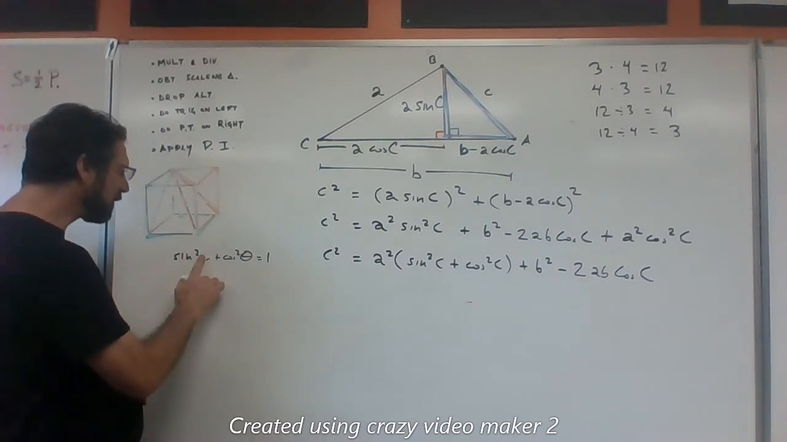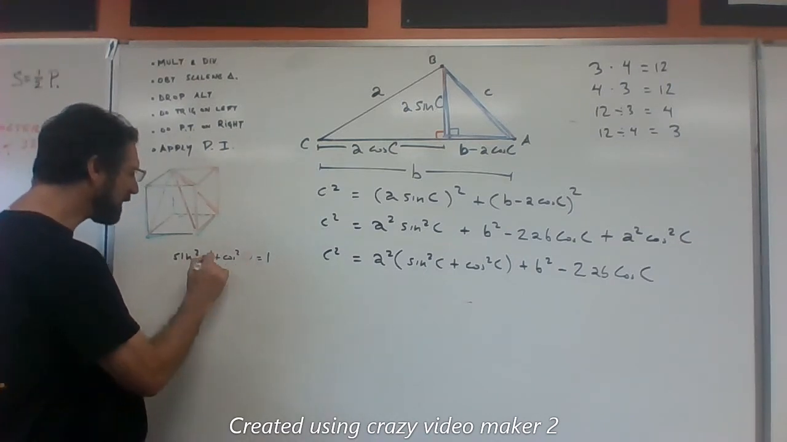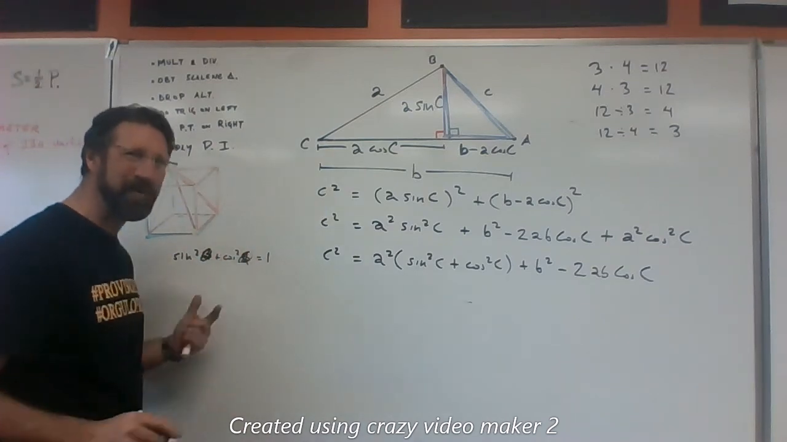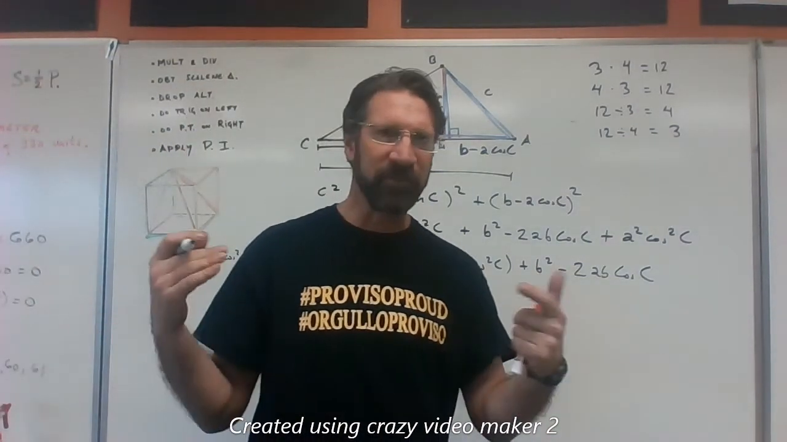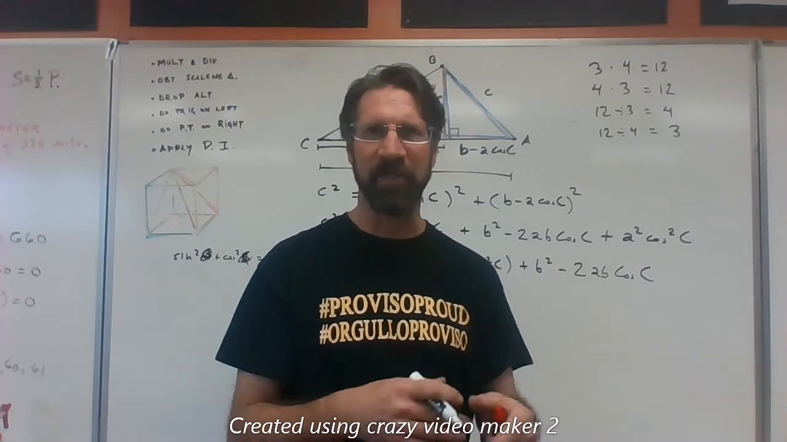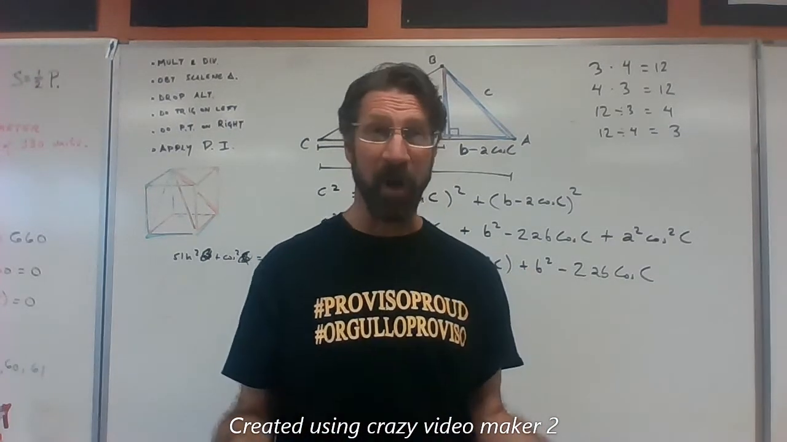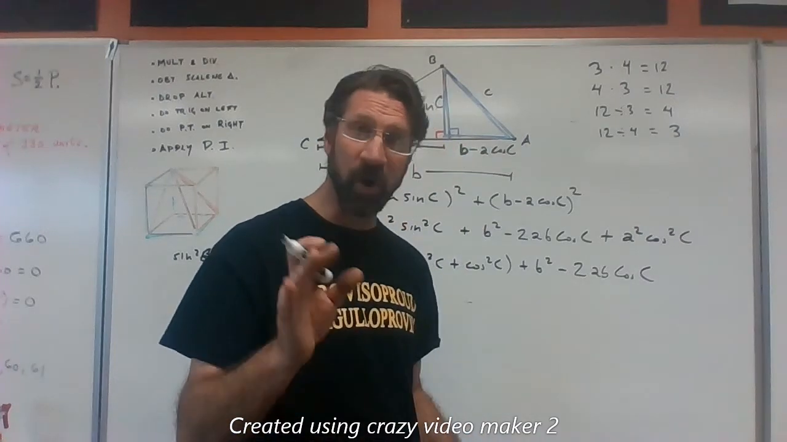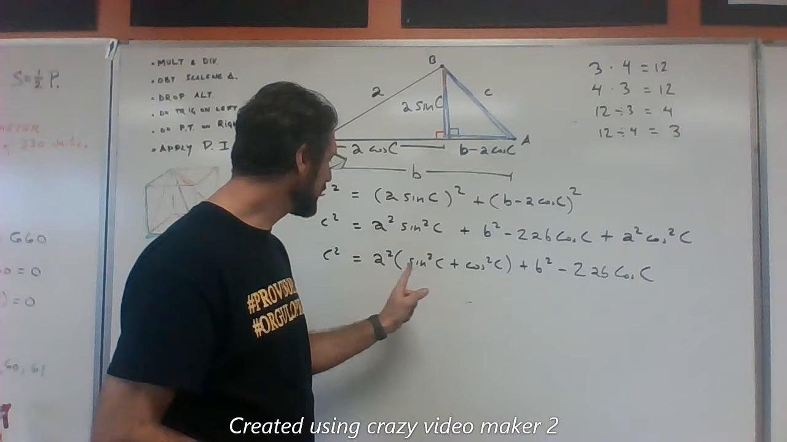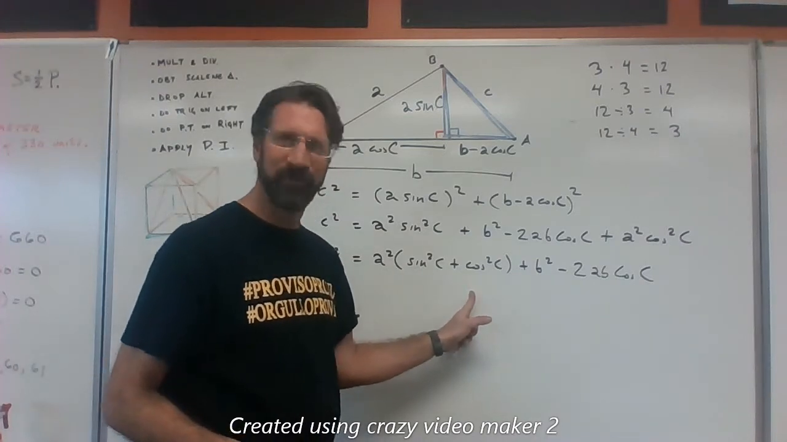And it doesn't matter whether we're talking about theta, or alpha, or beta, or c. It doesn't matter. Whatever you have, take the sine of it, square that. Take the cosine of it, square that. Add those two together. You get 1, no matter what. Always true, always awesome. So this is just a fancy way of saying 1. And a squared times 1 is just a squared.